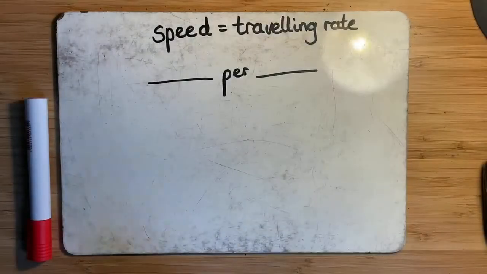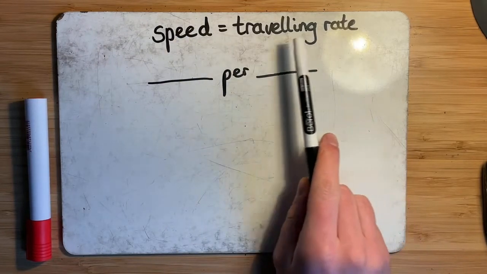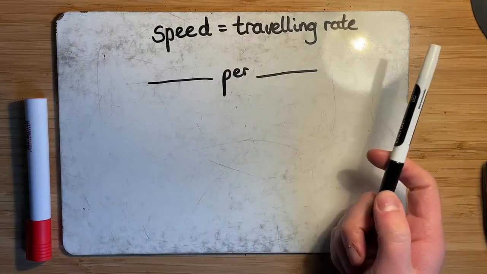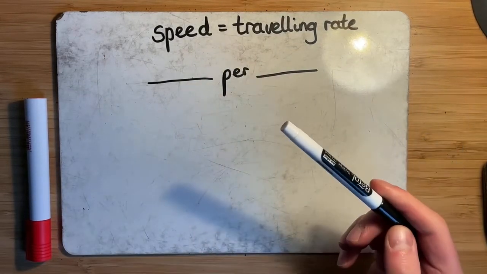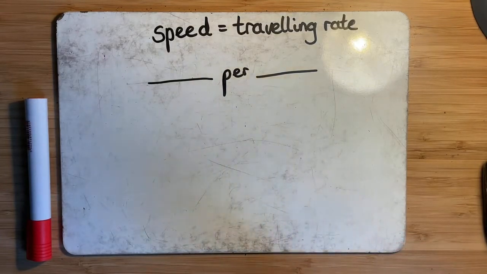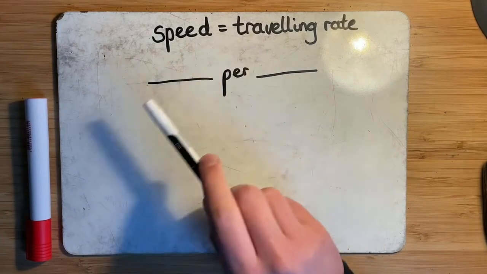So when we're working with speed, one thing to remember is that the word speed really just means the travelling rate. So really we're talking about how far something can travel in a set amount of time. When we worked out our hopping rate earlier, we worked out how many hops we could do in say 1 minute or in 1 hour. So when we're talking about speed, we're talking about how much distance it can go in say 1 hour.